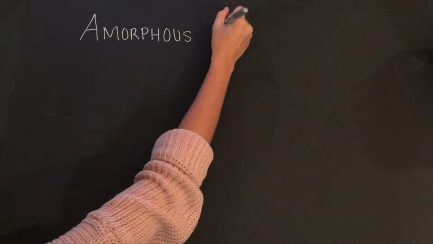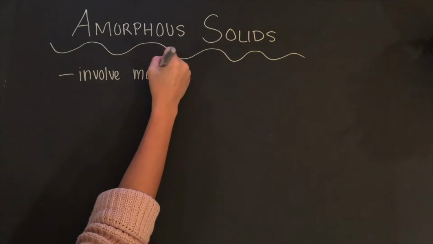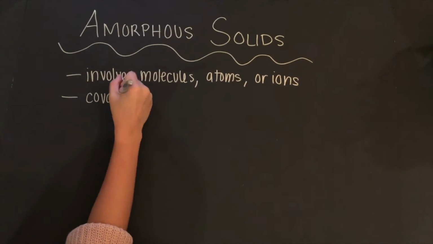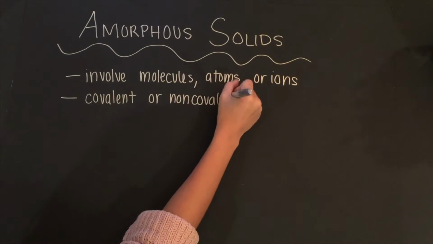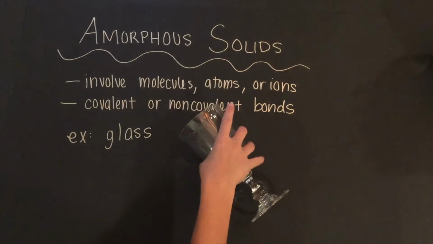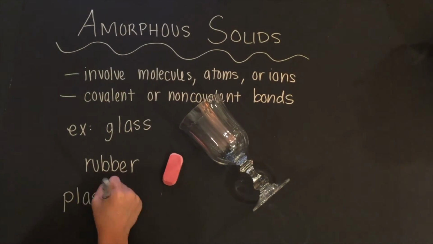Contrary to crystalline solids, amorphous solids have no specific shape or structure. Amorphous solids consist of molecules, atoms, or ions that are bonded to one another either covalently or non-covalently. Examples of amorphous solids include glass, rubber, and plastic.